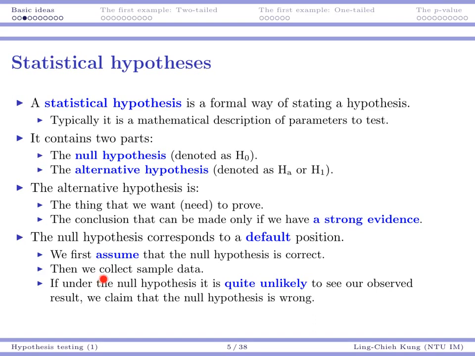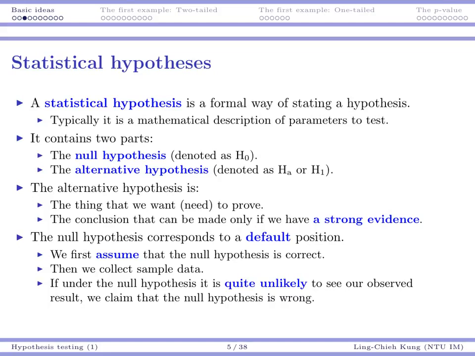And then we would collect some sample data. Then, when we assume that the null hypothesis is true, and it is quite unlikely to see our observed results, then we would have strong confidence saying that the null hypothesis is wrong. Okay, one very naive example is that there is a dice in front of me and I want to know whether it is fair.